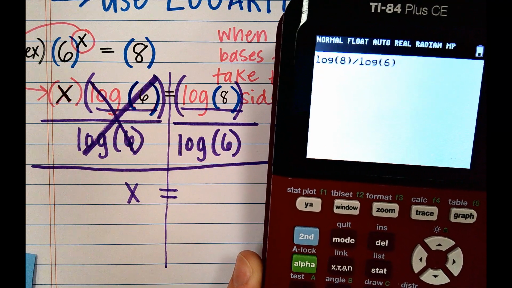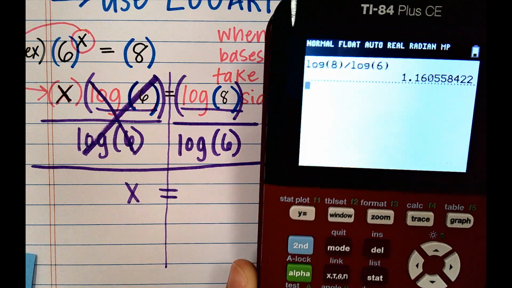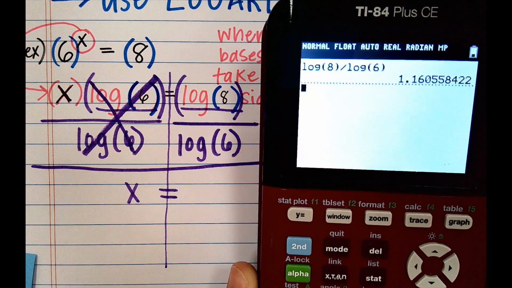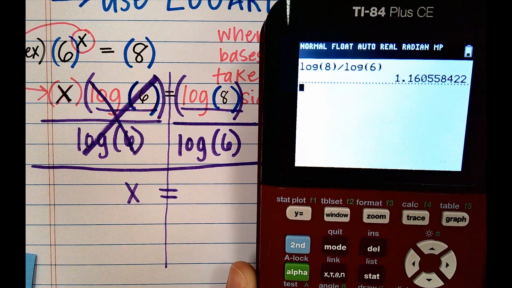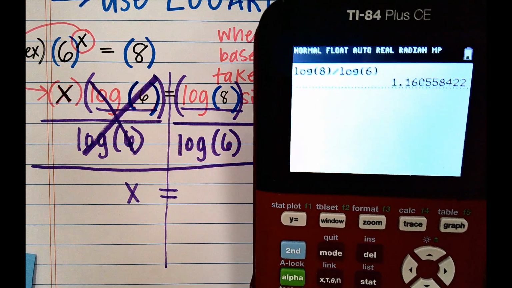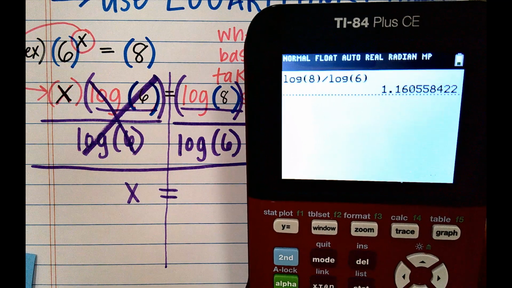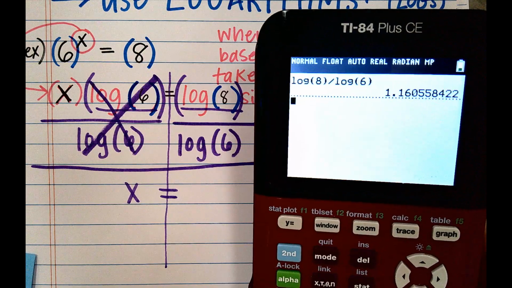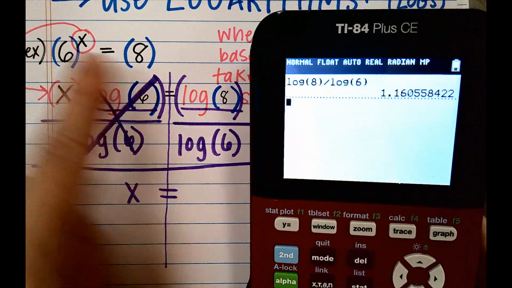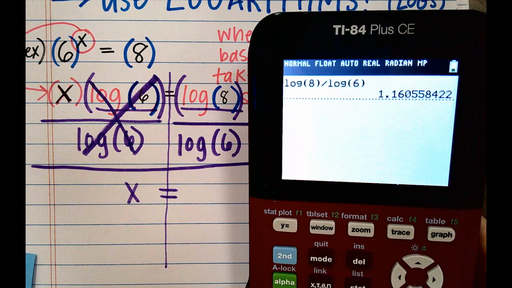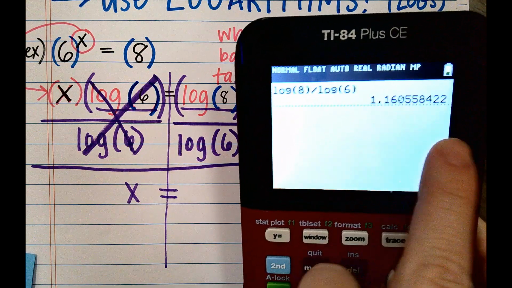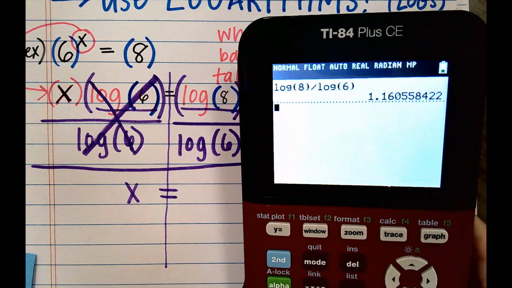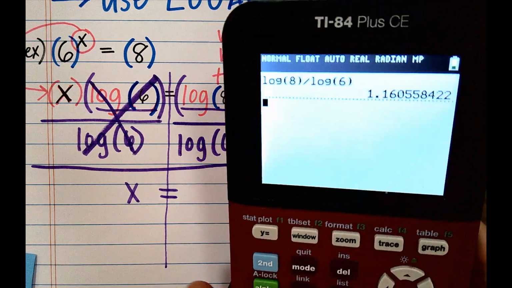Hit enter. You're going to get a weird number, 1.16055, and so on. Is anyone getting something different than this? Give me thumbs up when your calculator says this number. Okay. Believe it or not, that's your answer. So 6 to this power equals 8. 6 to whatever this 1.160558422 should equal 8.